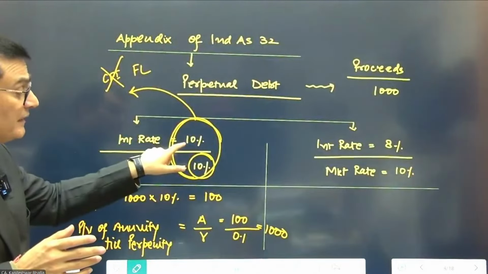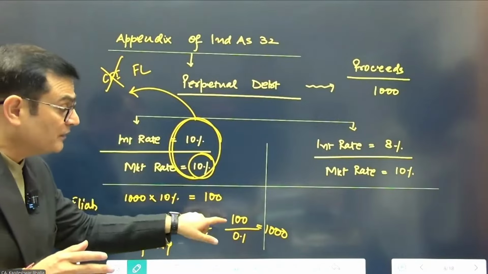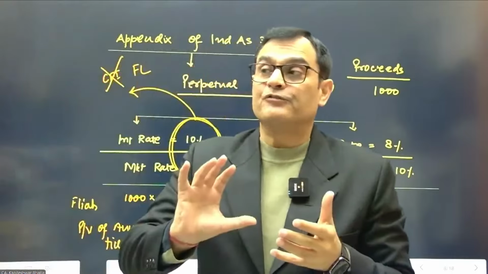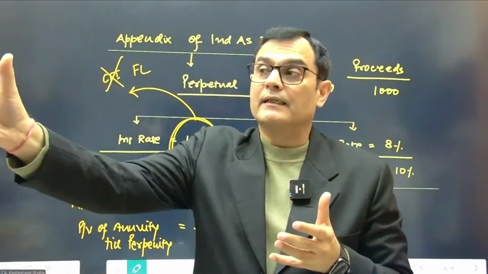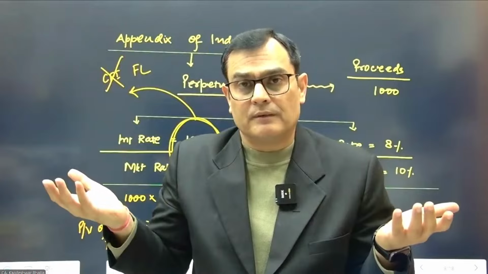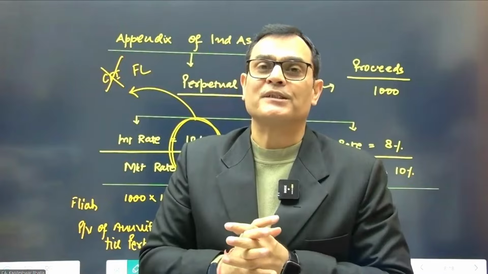Your interest is paid at the rate of 10%, 100, and then you take the present value at the same rate. I think we know that much finance: if you compound at 10 and then discount at 10, you will reach the same amount. So in which case there is no equity component in this instrument.